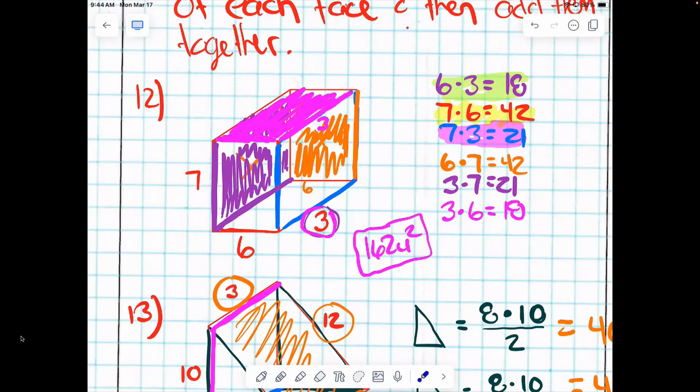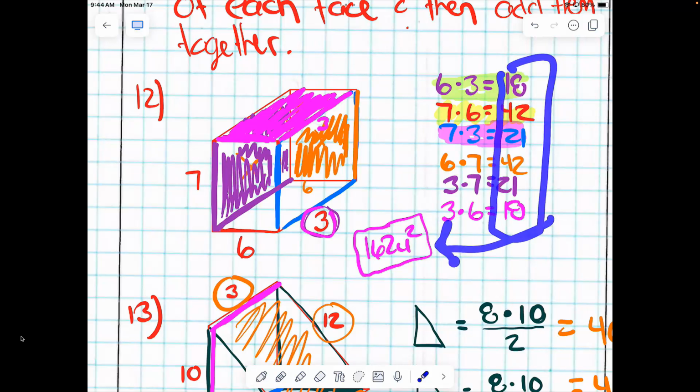Now, I only did 3 of them. I did this one, and this one, right? But we also have the one in the front, the one down here in the bottom, and then this one here on the side, yes? All of those you find the area of, and then what? I add all of these areas together, and that's where I got 162 units squared.